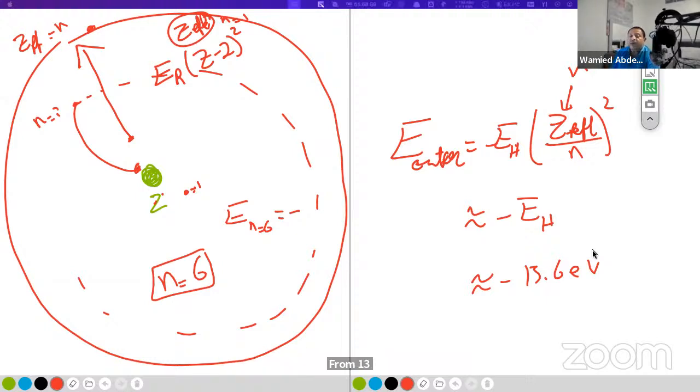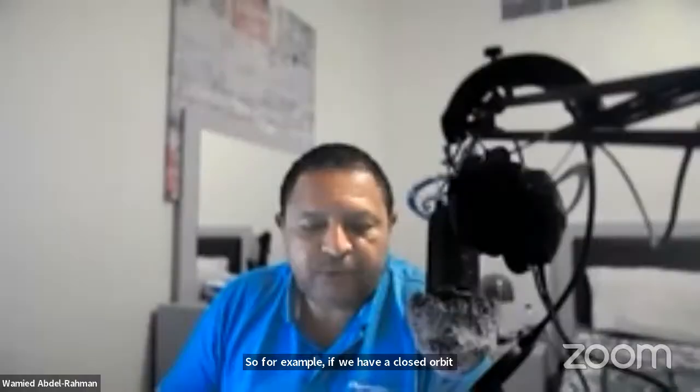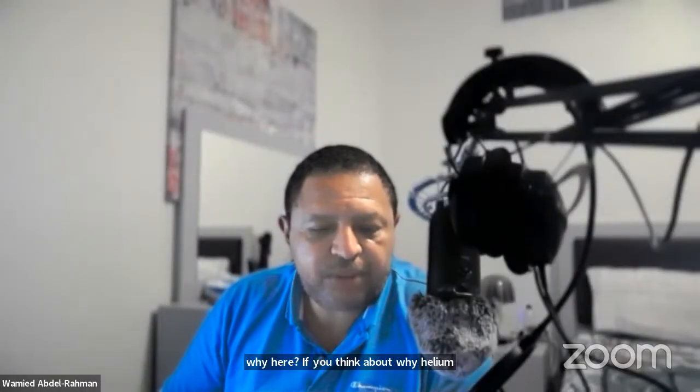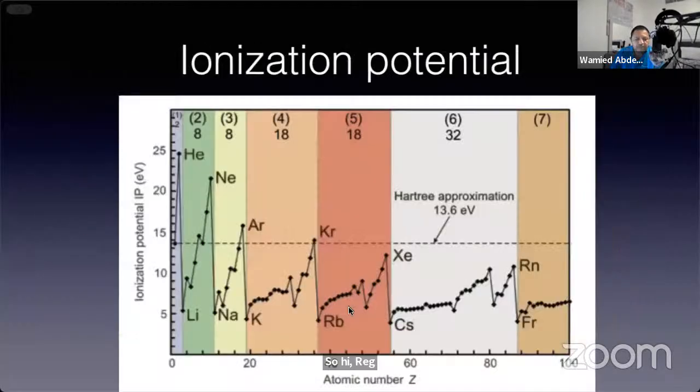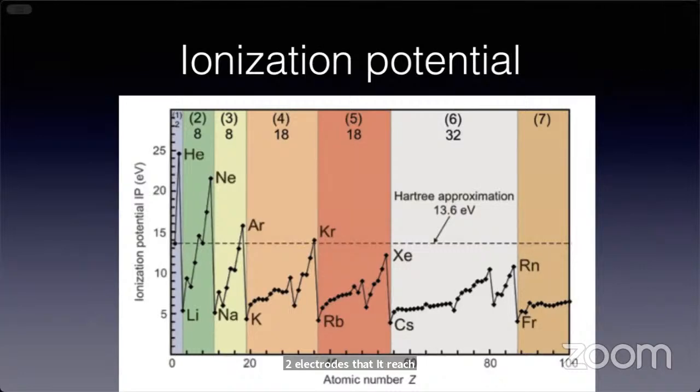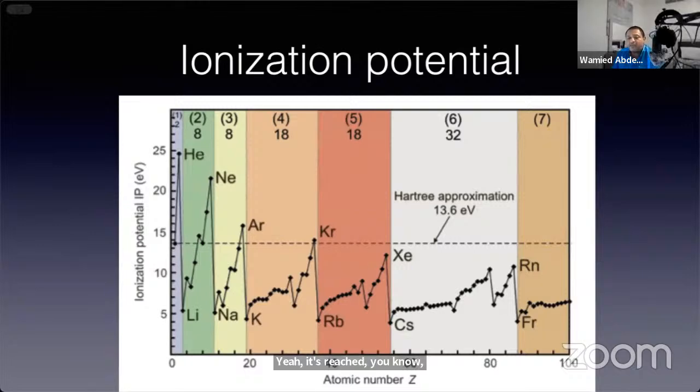And these deviations are because of other effects that come into play. So for example, if we have a closed orbit, why helium? If you think about it, hydrogen is here, 13.6. Helium is about 24. Why is helium then 24? Even the Bohr model could not explain this. The reason is that it has a closed orbit. It has two electrons, it reached stable, the noble gases, right? It's very difficult to ionize. This is what a lot of experiments show, for helium, neon, argon, and so on.